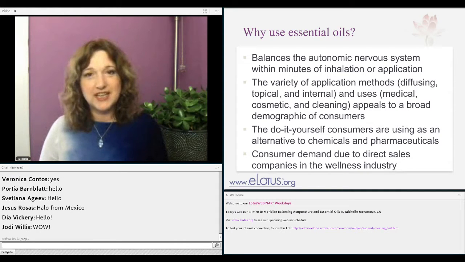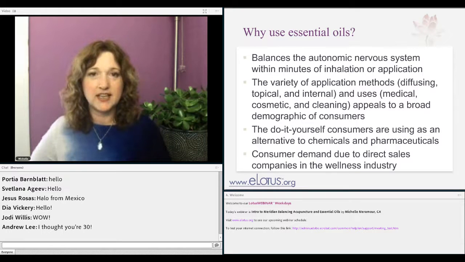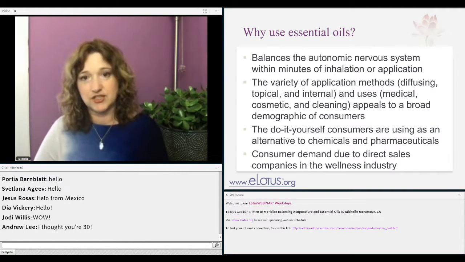And then also for cleaning, a lot of people like to make their own cleaning products and get back to the basics. And so this is a really booming industry for essential oils, actually in home cleaning. So it also appeals to a broad demographic of consumers. You've got your do-it-yourself consumers that are using essential oils as alternatives to chemicals and to pharmaceutical medications.